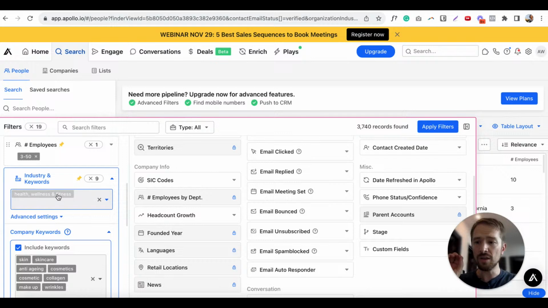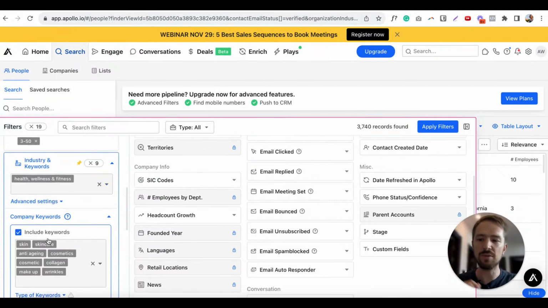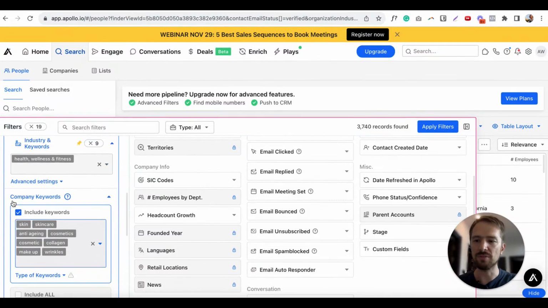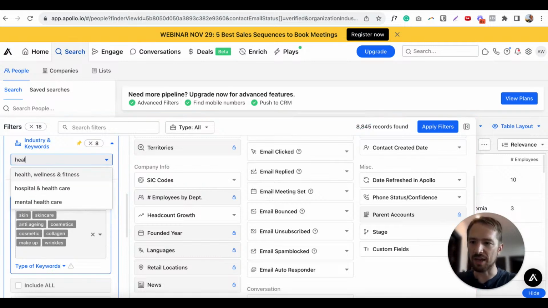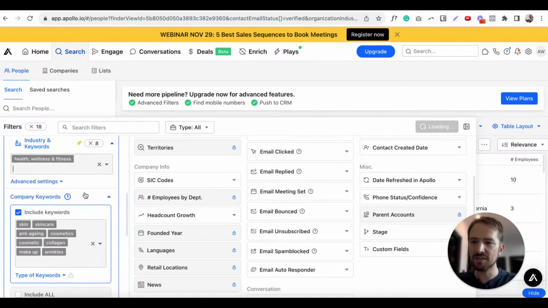So in this case, I've included the industry health, wellness, and fitness, but more importantly are the keywords that I'm targeting. So you could potentially even remove this and see what happens to your search results. Now, these are probably going to be lower quality on average, so I'm going to keep the industry in, but you could test it both ways and see what sort of results come up. So let's actually put this back in, health, wellness, and fitness.